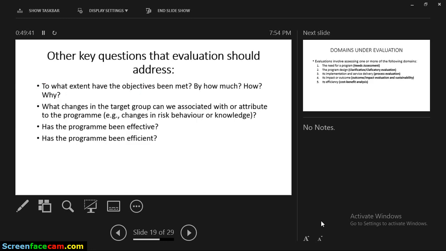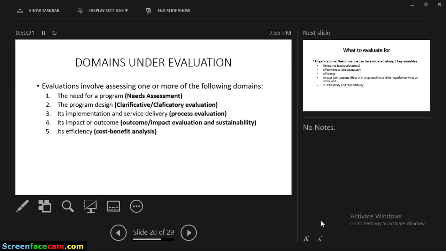Other key questions that evaluation should address: to what extent have the objectives been met, by how much, how, why, what changes in the target group can we associate with or attribute to the program? This is a point where you can do attribution analysis. Has the program been effective? Has the program been efficient? I talked about balancing the two, right? Where we talk about balancing efficiency and effectiveness. So we will do a cost-effectiveness analysis, then we'll also do a cost-benefit analysis. So we'll go deeper than just looking at these concepts.